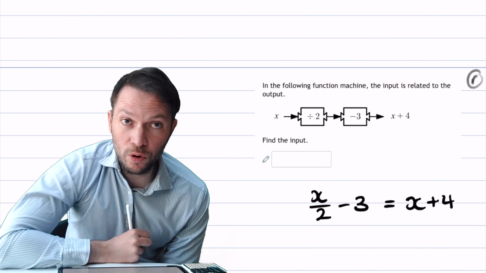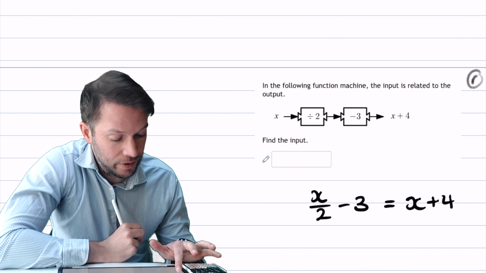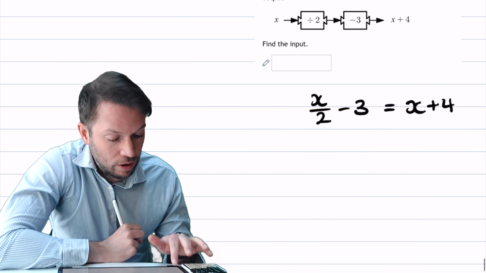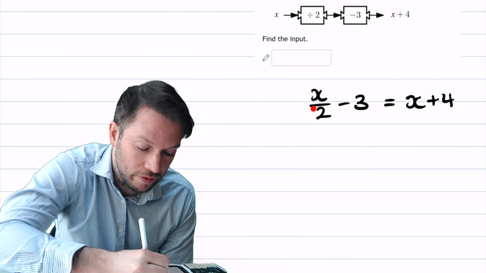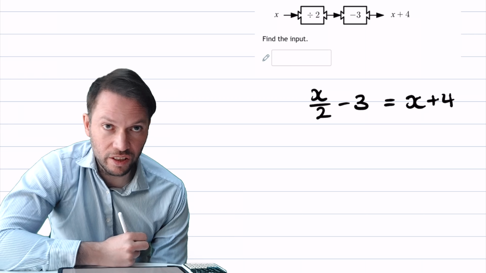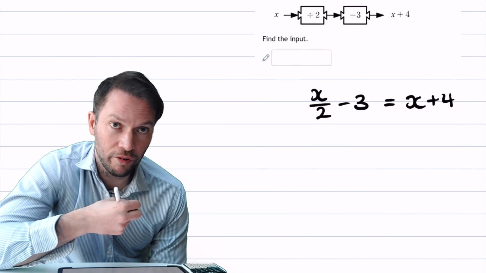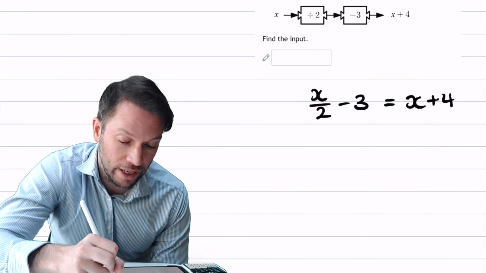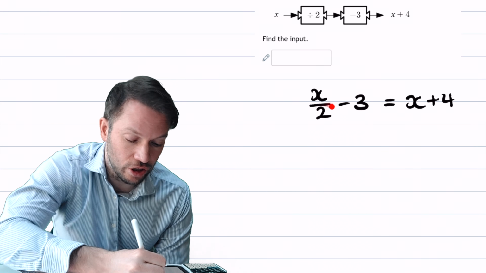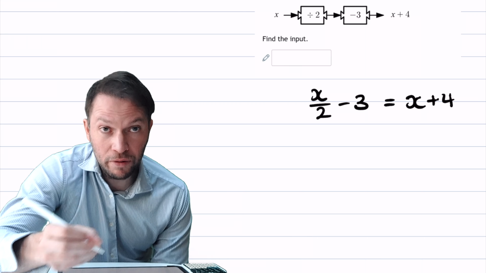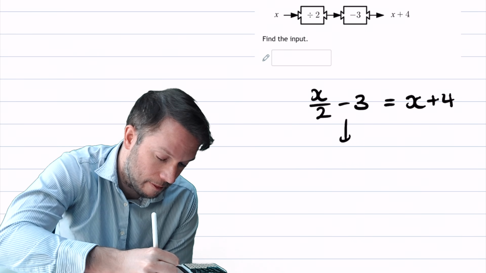So now we've got an equation that we can solve. So how are we going to do this? Well, firstly, I don't like this over 2. In general, if you have fractions in an equation, you want to try and get rid of them. And the way we can do that is to multiply through by the denominator of the fraction. So this denominator here is 2. So I'm going to multiply both sides of the equation by 2.